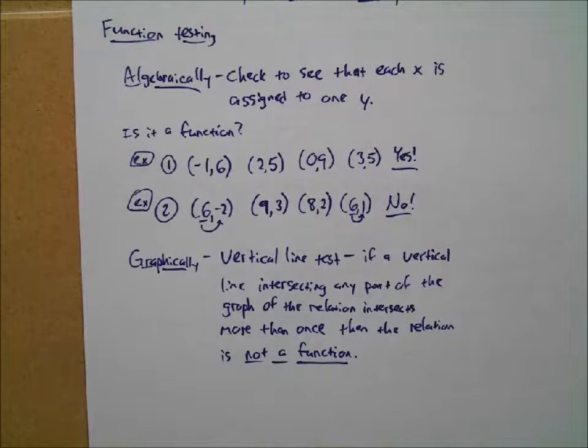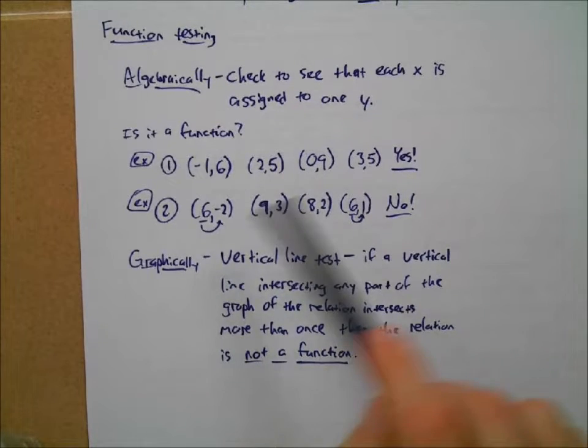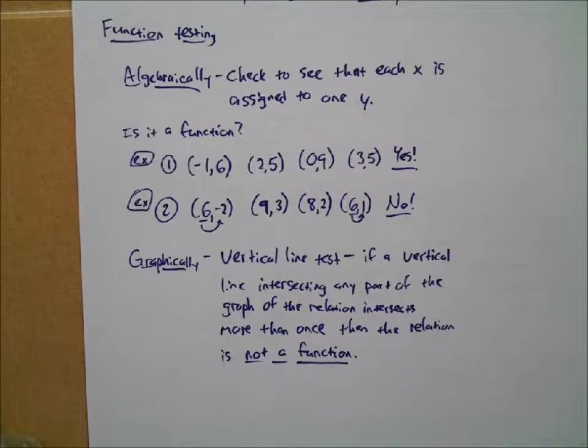Or in simpler terms, if you can draw a vertical line through any part of your function and it hits more than once, not a function. And that shows up here, even in this situation right here. So if you were to take these two relations that I showed you from the first two examples, if you were to plot those points, you can kind of see why that vertical line test works.